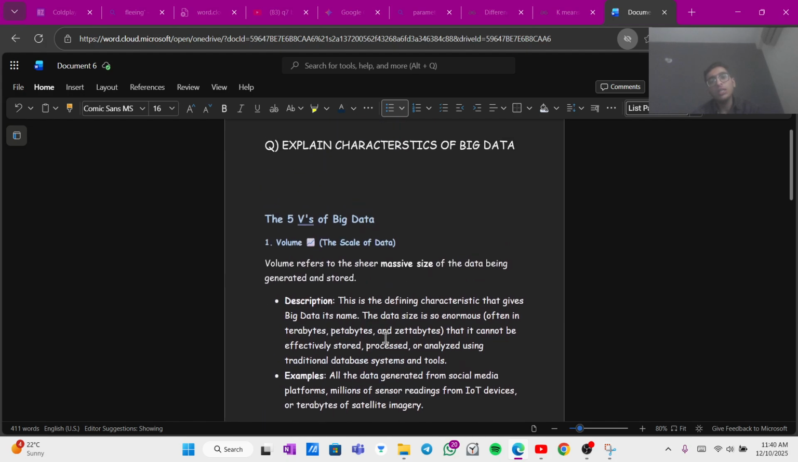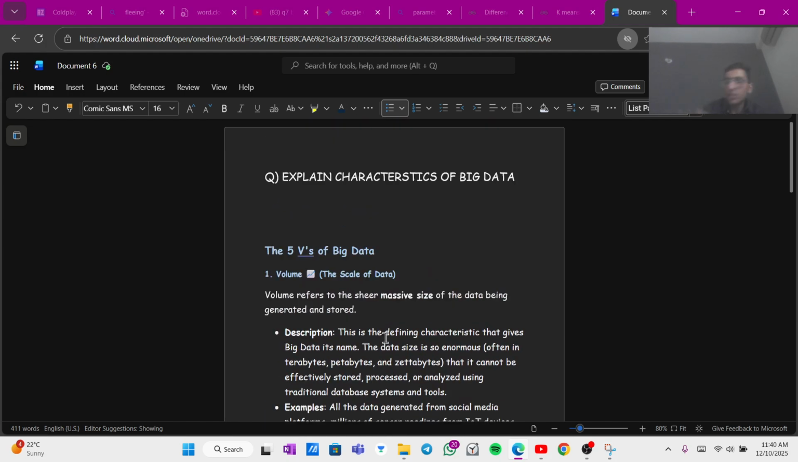So these were the five major characteristics of big data, that is volume, velocity, variety, veracity, and value.